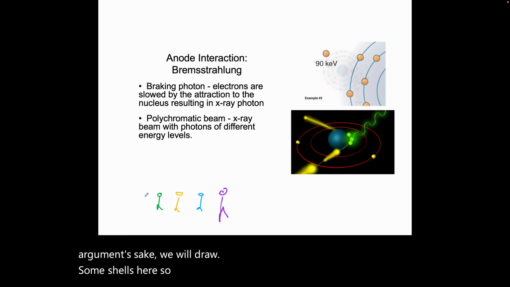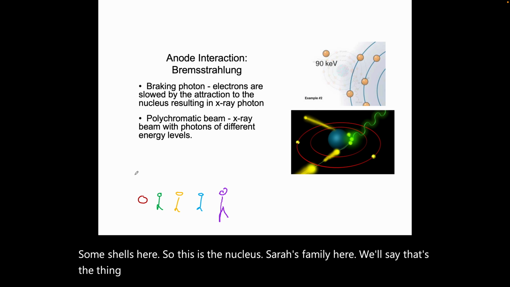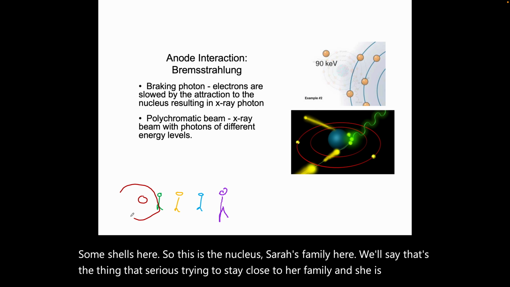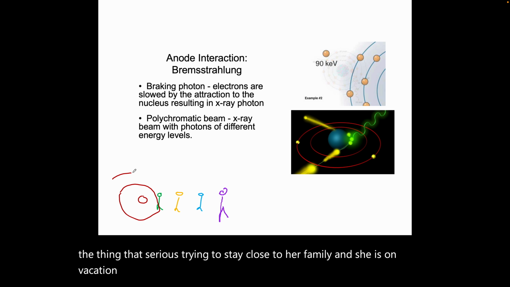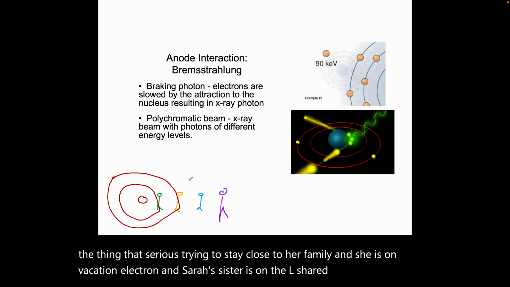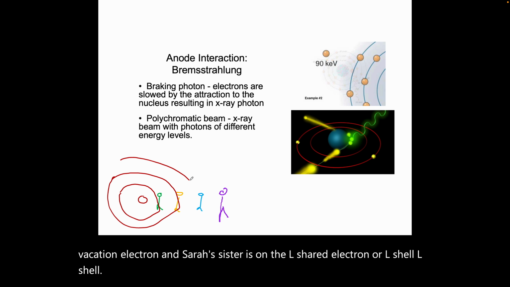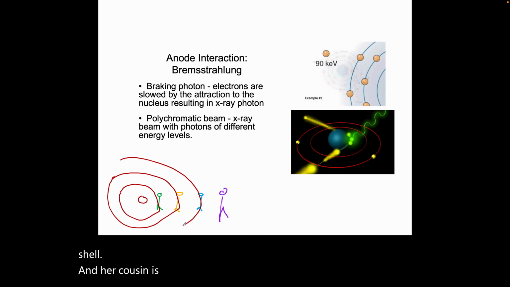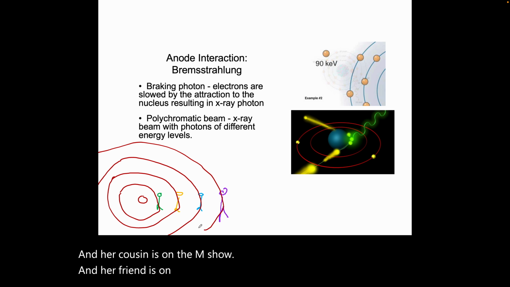So this is the nucleus, Sarah's family here. We'll just say that's the thing that Sarah's trying to stay close to, her family. And she is on the K shell electron, and Sarah's sister is on the L shell, and her cousin is on the M shell, and her friend is on the N shell. This is KLMN.